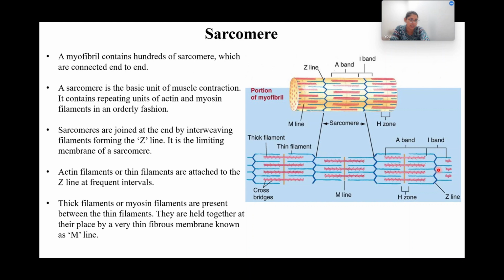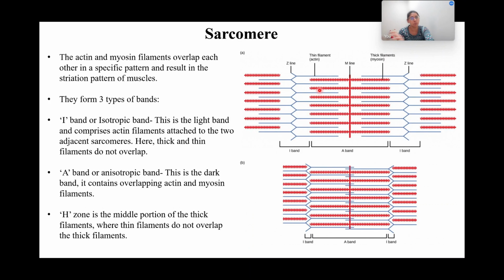Now, moving on to the bands, you can see that the units are not completely overlapping. So there are some regions which only consist of the thin filament, some region consists only of the thick filament, while some region consists of both, these overlapping regions. On the basis of that, we have these different bands. So the first is the I band or isotropic band. This is a light band because it only has actin filaments, as you can see here. Of the adjacent sarcomeres, the actins are present only in this band, so there is no overlap, so there is a light band.